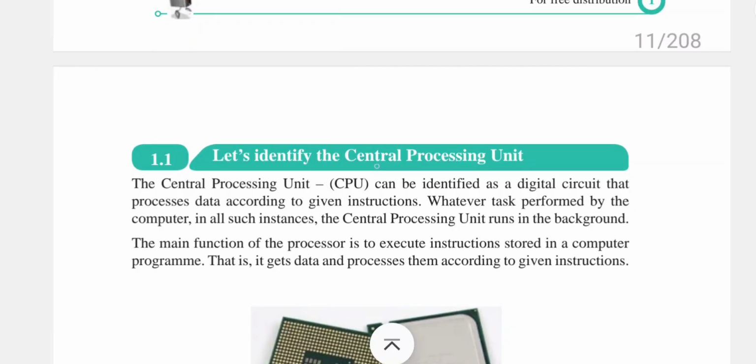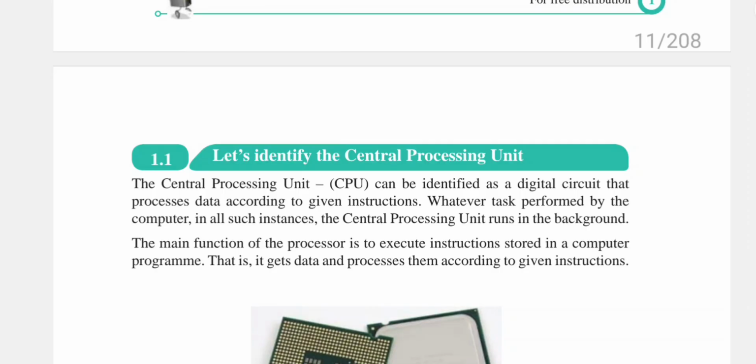Now, let's identify the central processing unit, also called the CPU. What is the central processing unit? The central processing unit is a digital circuit inside the computer. Its job is to process data by following given instructions. In simple words, the CPU tells the computer what to do and how to do it.